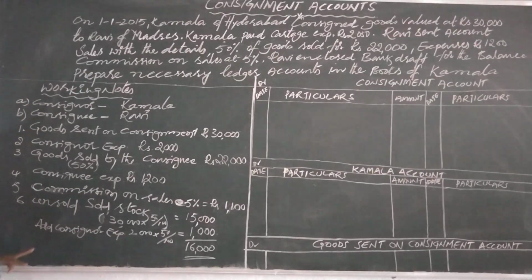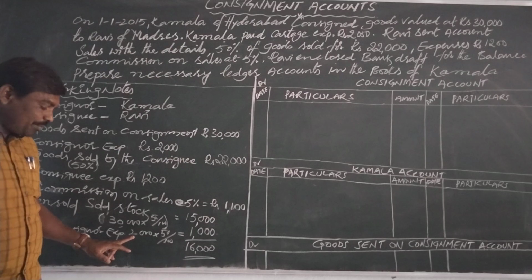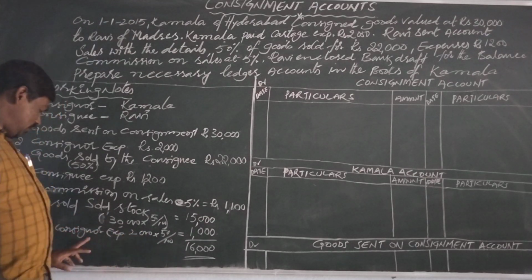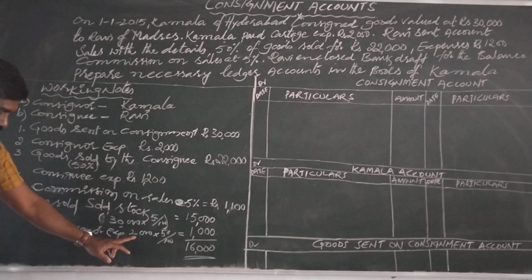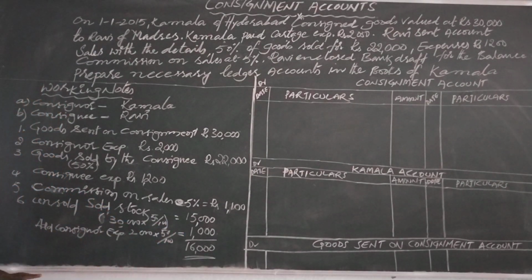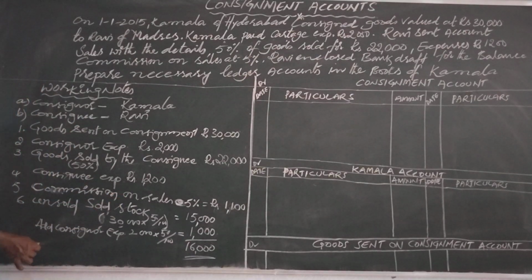To that we add the consignor's non-recurring expenses. That is rupees 2,000 at the proportionate rate. In the proportionate consignor expenses, rupees 2,000 into 50 by 100, we get 1,000. Here there are no non-recurring expenses of the consignee, so there is no need to add consignee expenses to the unsold stock value.